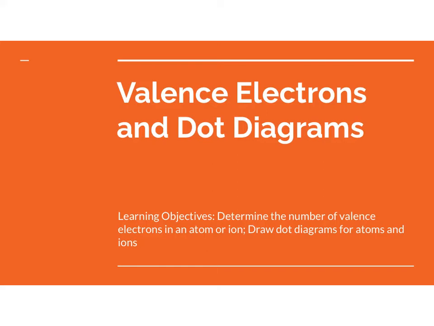Hello everyone, this is Mrs. Tempest, and we are going to elaborate a little bit more on valence electrons today and learn how to draw a dot diagram. So our learning objectives are determining the number of valence electrons in an atom or an ion and drawing dot diagrams for atoms and ions.